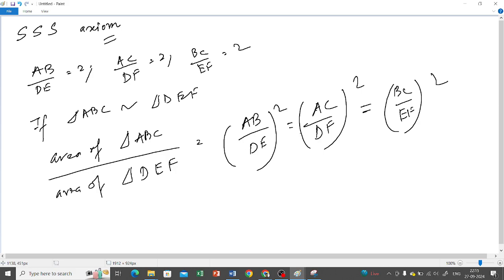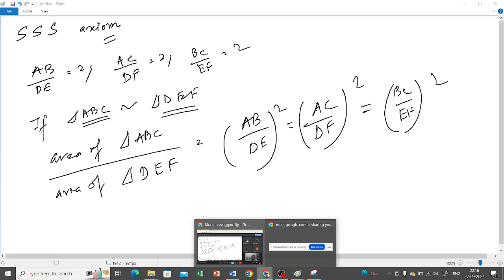Area of triangle ABC by area of triangle DEF is AB by DE whole square. This is the conclusion, or you can say it is the area property of triangles. Once we have proved two triangles to be similar, then what do we do? Area of triangle ABC by area of triangle DEF is equal to AB by DE whole square, equal to AC by DF whole square, equal to BC by EF whole square.